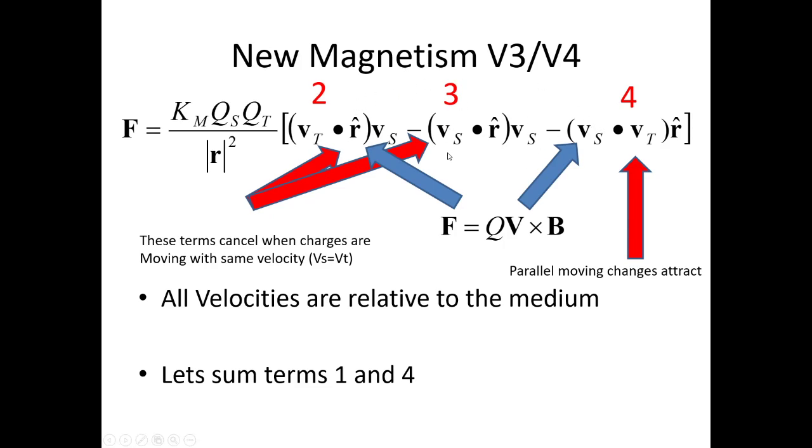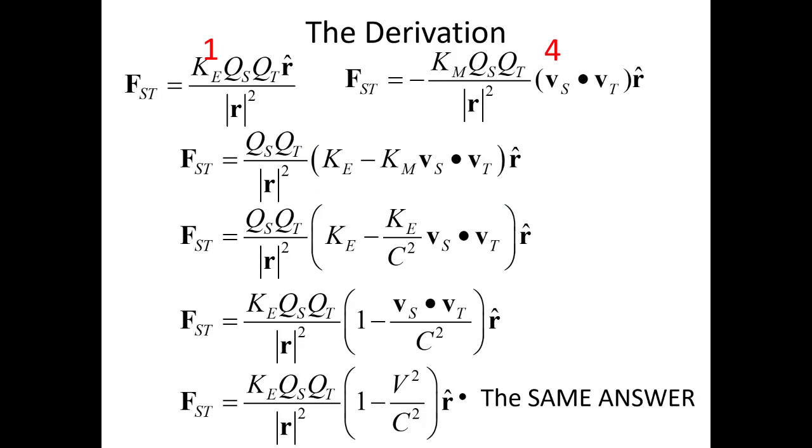This term is a term I had to add in order to make, well, I'm not going to get into that. Let me just say that for the purposes of this demonstration, in order for these terms to be non-zero, the velocity of the charges have to be along the direction of the radial between them, and they are not. They are orthogonal. So these two terms go to zero. So the only thing you have left is this term and Coulomb's model. So let's sum terms 1 and 4. These numbers I give are the term numbers, just to keep them separate.